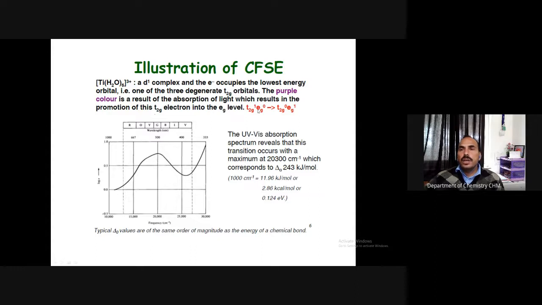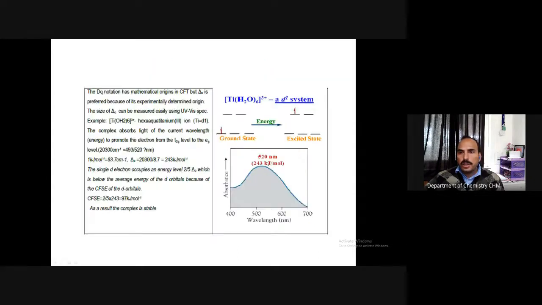That means the single electron present in the t2g orbitals is now excited to the eg level, and that is why the energy absorption takes place, around 520 nanometer, which corresponds to about 243 kilojoules per mole. So you know that this energy level corresponds with the electronic transitions. You can see the ground state has the single electron in the t2g set, and with the application of energy, it goes to the eg level. That is how this is happening.